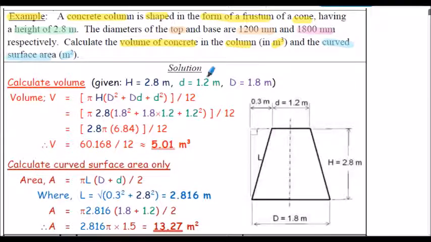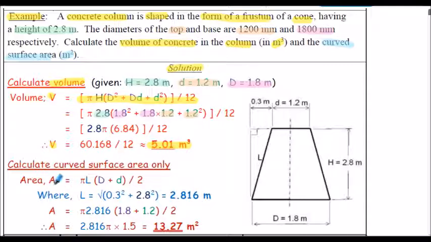So here's our solution. So first of all, calculating the volume. We're given in the question the height is 2.8 meters. And notice the top diameter has been converted from 1200 millimeters into meters here, and so is the bottom diameter. That's converted into 1.8 meters. Here's the volume formula from the previous slide, written on one line here. I just simply insert the values into the formula. The height, h, is 2.8 meters. The bottom diameter is 1.8 meters. And the top diameter is 1.2 meters. Evaluating, my volume is 5.01 meters cubed.